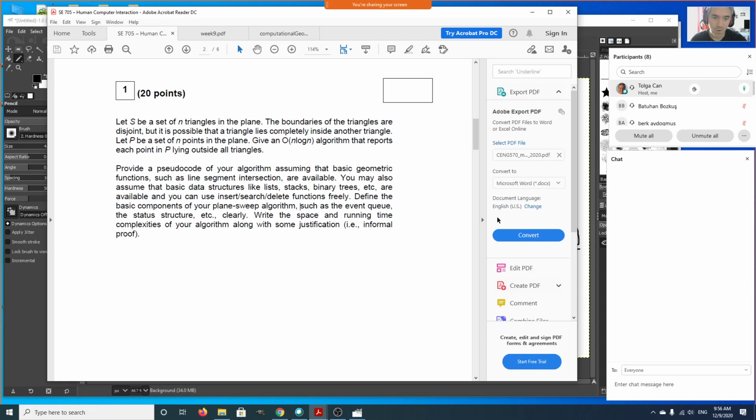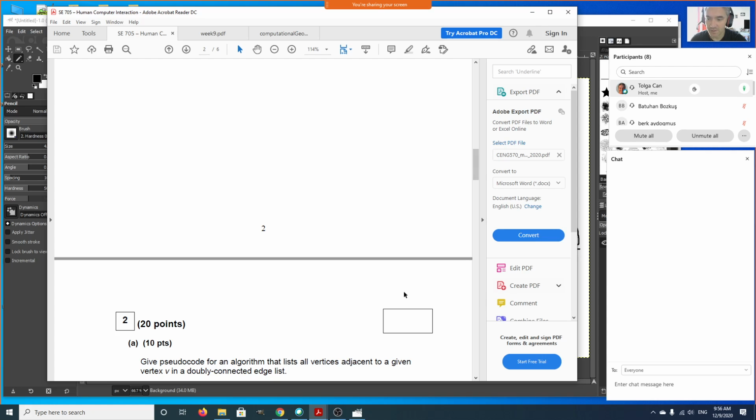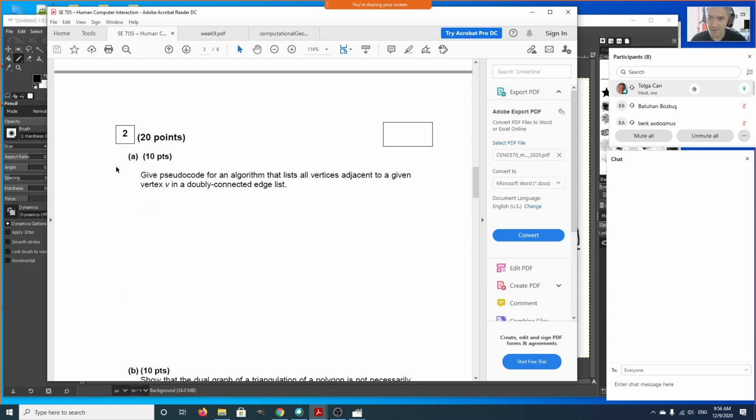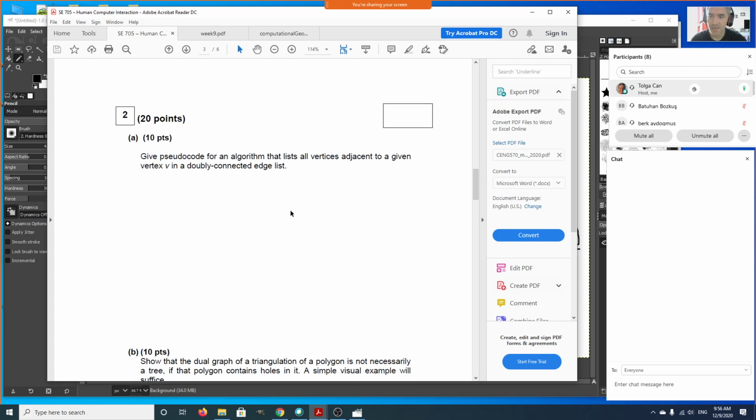I'm going to quickly go over the remaining ones. This is the second question, part A. Again, my wording for this question was not very good, because I was asking for an efficient algorithm, but there were lots of solutions that gave the inefficient algorithm.